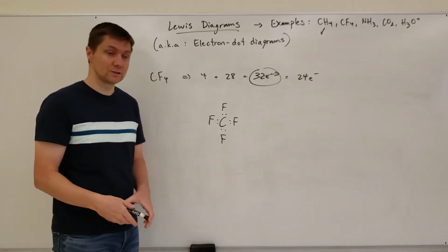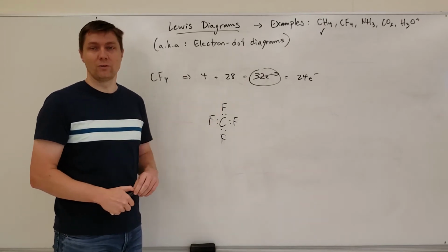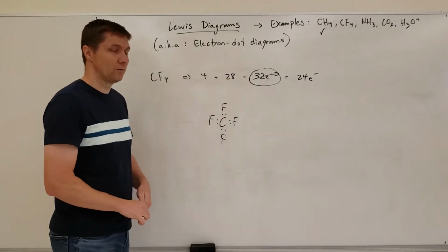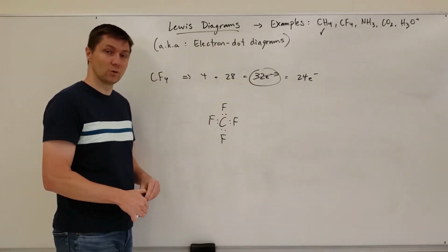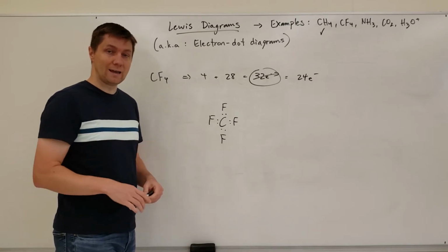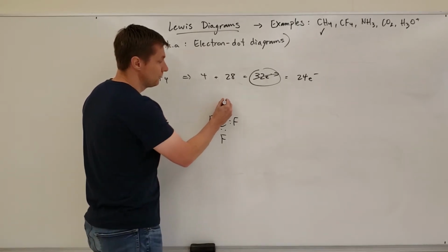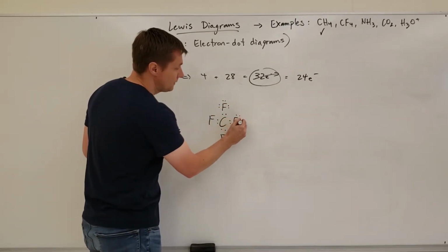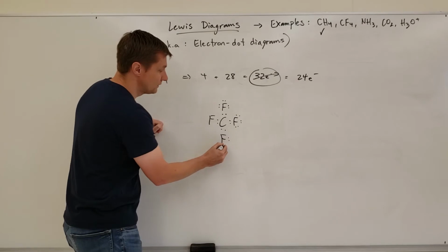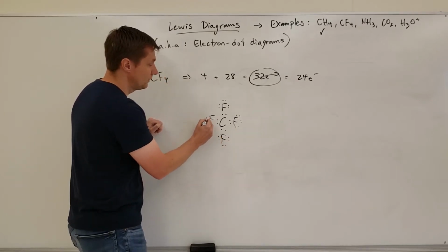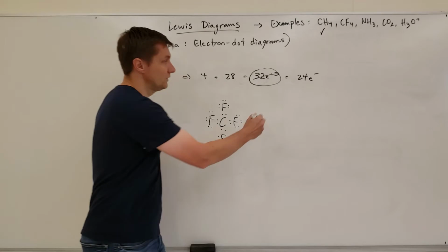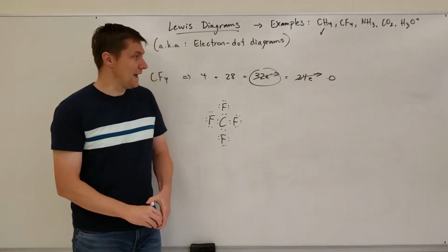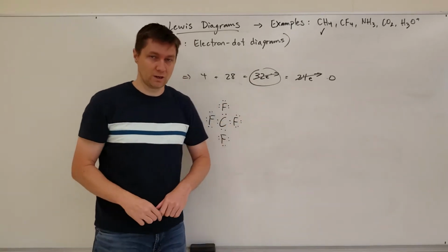So the next rule is I fill the octets of the peripheral atoms first with any remaining electrons that I might have. Here I've got 24, so I'm just going to go ahead and fill the octets of the fluorines. And I'll just do each fluorine at a time. So I'm going to go 2, 4, 6, 8, 10, 12, 14, 16, 18, 20, 22, 24. So of these 24, I've used all 24. I have 0.